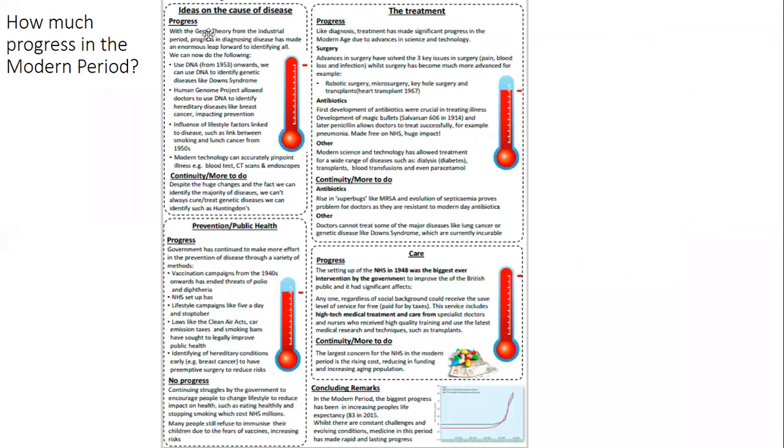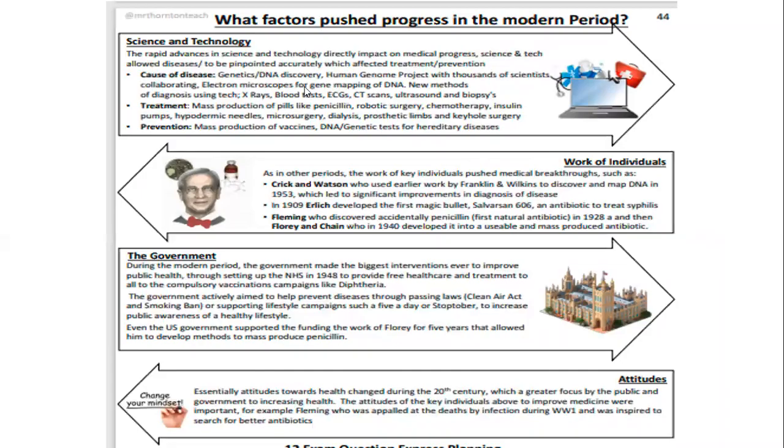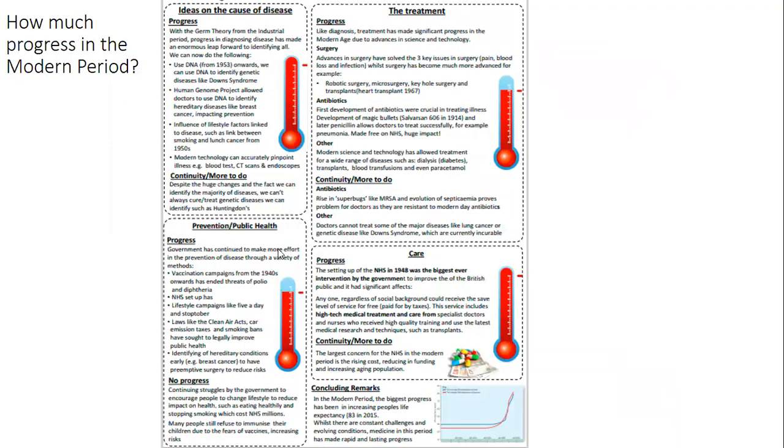So the last thing we need to look at is two things. How much progress was there in the modern period, and what factors pushed progress in the modern period? So we have got a lot of progress in this time period on the different factors: cause, treatment, prevention, and care. But there are still things to do.